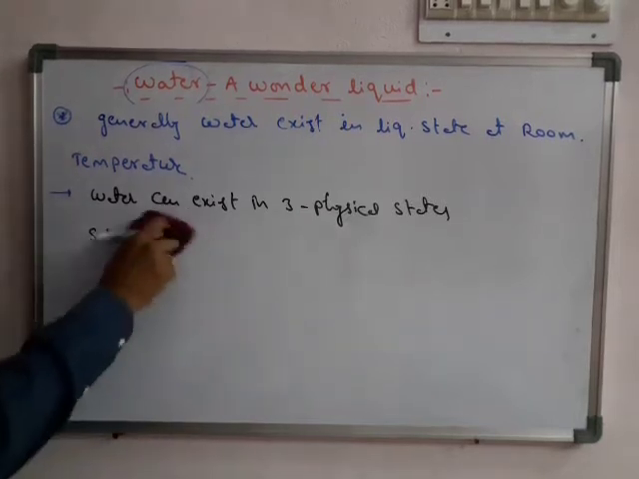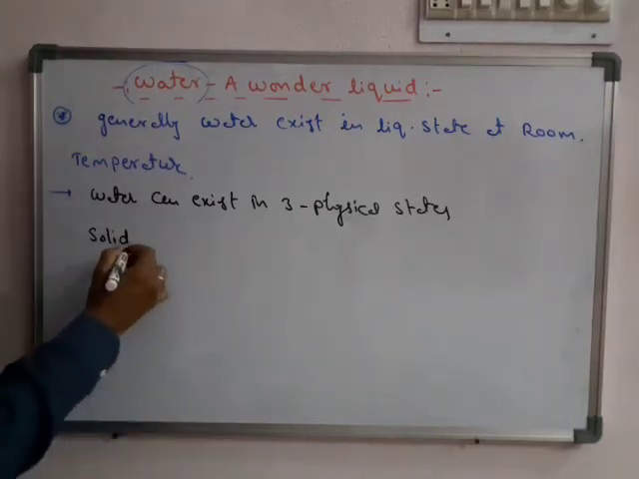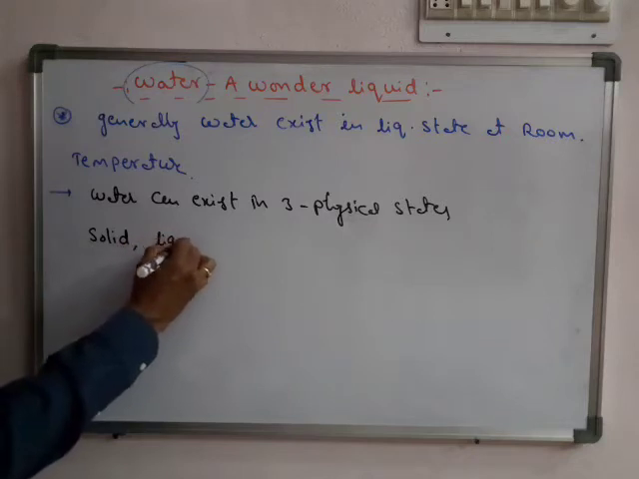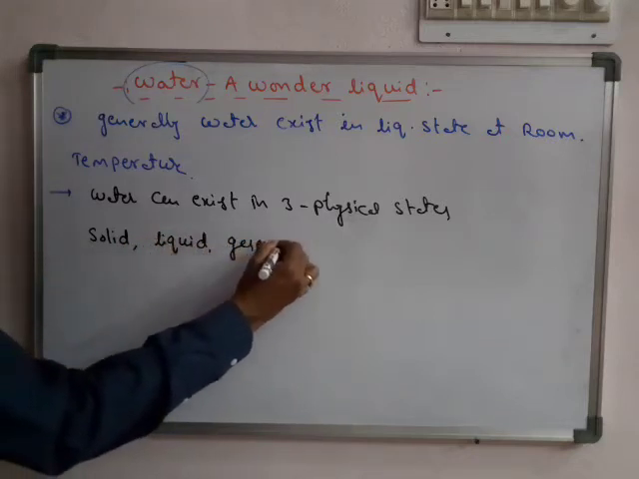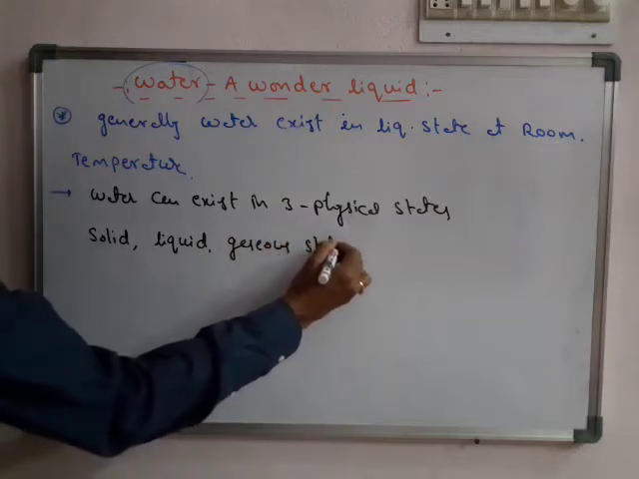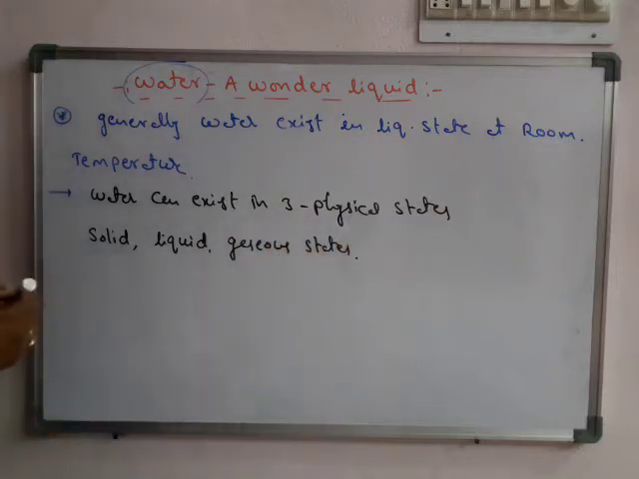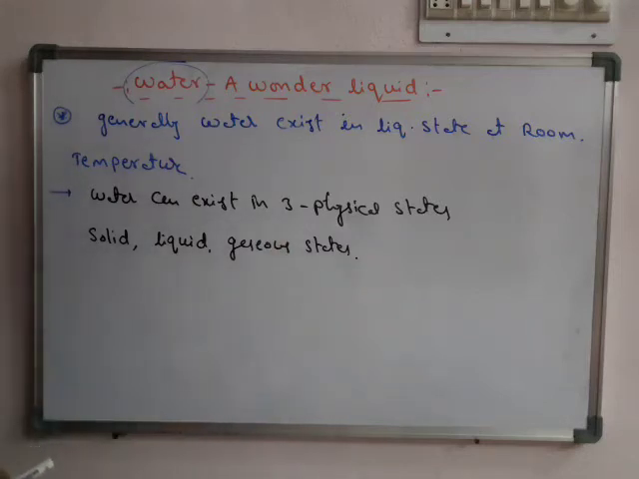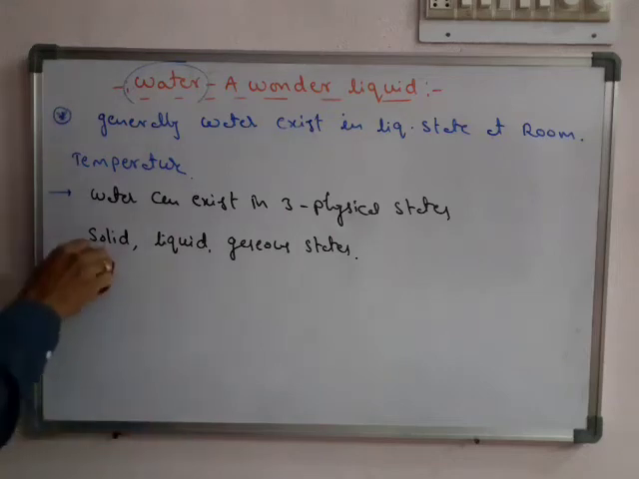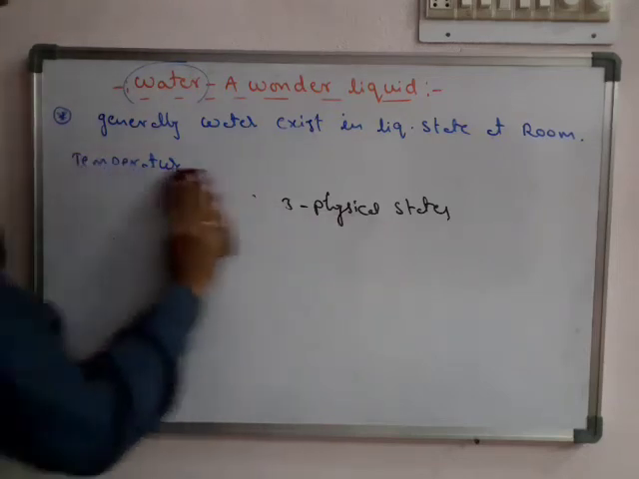So what are the physical states of water that can exist? Solid state, liquid state, and gaseous state. So water can exist in three physical states, depending on the condition: solid state, liquid state, and gaseous state. Now we will see each physical state separately.